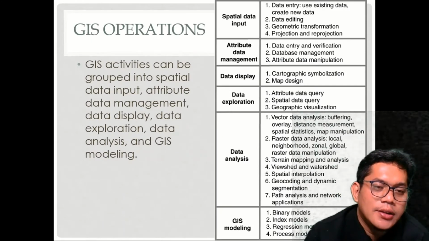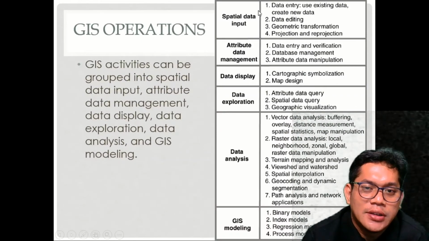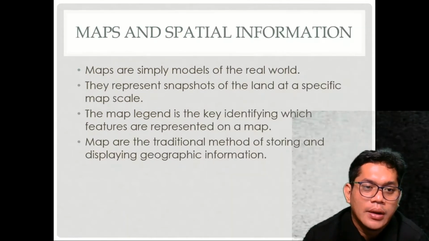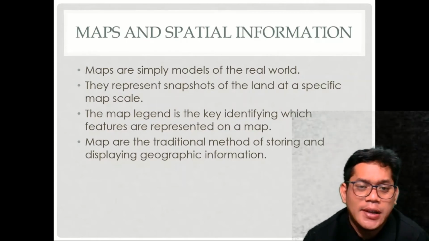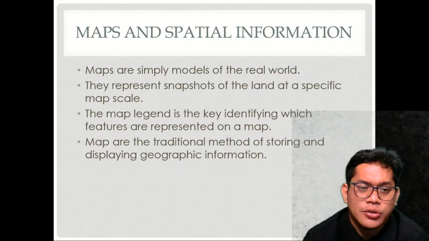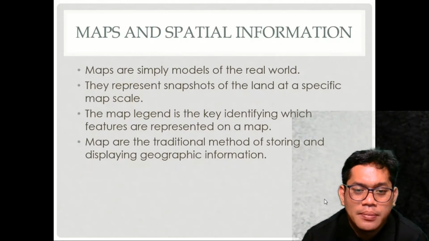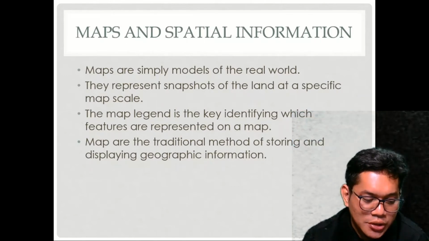Okay, and in the GIS operations, there are spatial data input, attribute data management, data display, data exploration, data analysis, and GIS modeling. Maps are simply the model of the real world, where they represent snapshots of the land at a specific map scale. The map legend is basically a key to identify which features are represented on the map, and it is a traditional method to store and display geographic information.